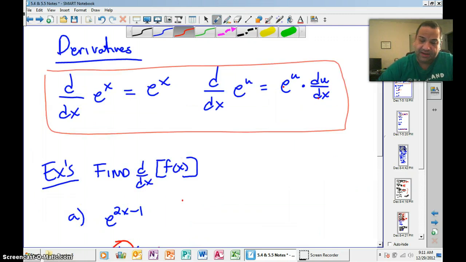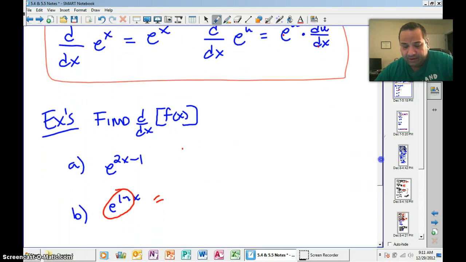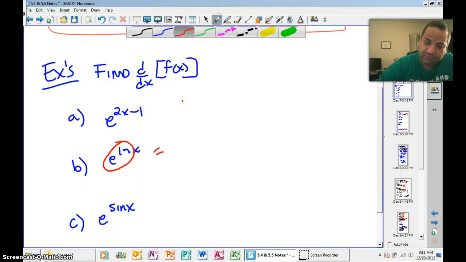Let's look at derivatives. This is the easiest derivative in the book. The derivative of e to the x is e to the x. That's fantastic. However, if it's an expression up top, the derivative of e to the u is e to the u, but times whatever the derivative of that u is. That's it. This is one of the easiest lessons I know. So here we go. Let's do some problems.